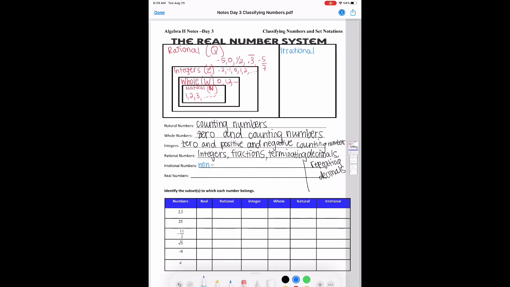So that means that irrational numbers are not going to encompass any type of number that is in red here on the left-hand side of these boxes. So irrational numbers are non-terminating, meaning they never ever end, but they also don't repeat. So non-terminating, non-repeating decimals.